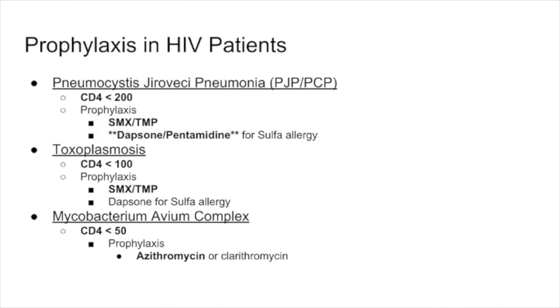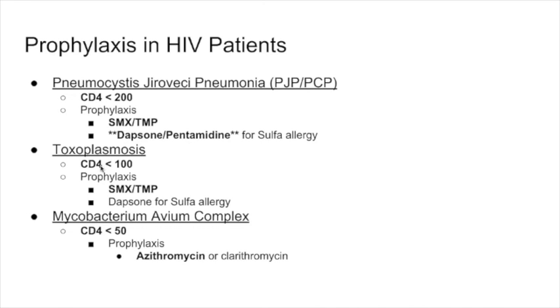Also, not in your lecture, but related to HIV, I wanted to give you a summary of patients that should get prophylaxis if they have HIV. The biggest three bugs that we prophylax against for HIV are PCP, Toxo, and MAC. PCP, you prophylax if the CD4 is less than 200, and you use Bactrim, which is sulfamethoxazole and trimethoprim. If patients have a sulfa allergy, you use dapsone or pentamidine.